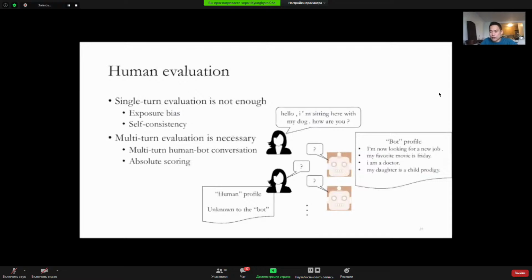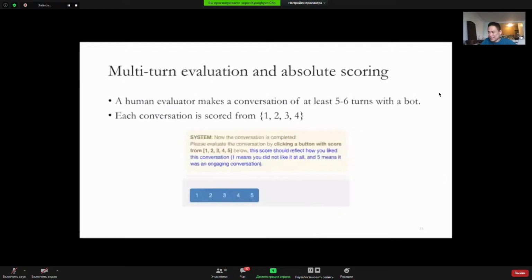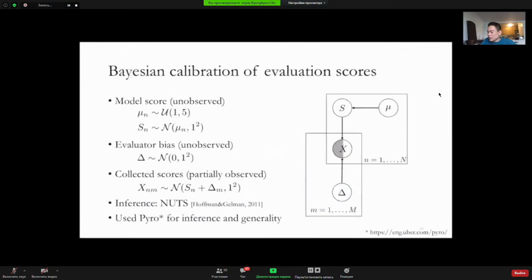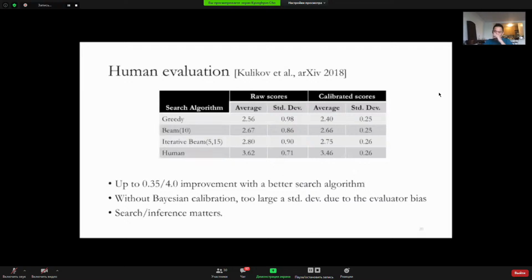So that's how you do the search. And then I'll have to skip the human evaluation, although it's a very fascinating topic. I'll just show you whether the search algorithms actually make a difference. So we did a very simple experimental study of using a translation system for dialogue conversation modeling, and then we did a human evaluation. We asked Mechanical Turkers to have a conversation with this conversation system, and then give us a score between 1 and 5.